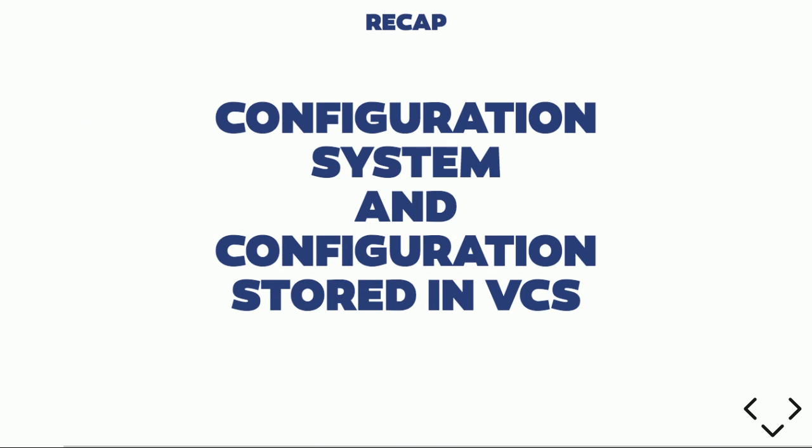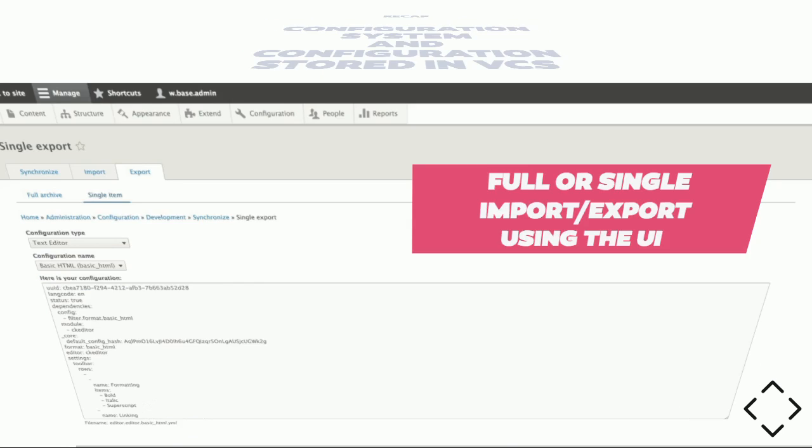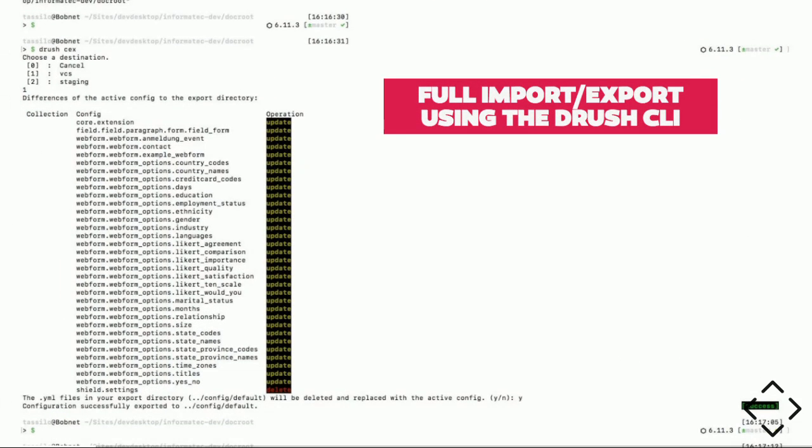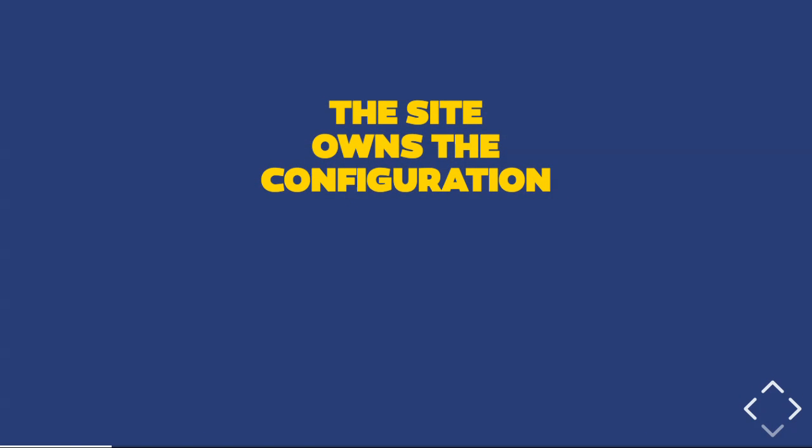So let's recap the Drupal 8 configuration system and what the configuration that can be stored in the version control system would look like. So, first of all, in Drupal, as you all know, we can do a single or a full export via the UI. So just if you want to fiddle around a little bit, then you can do this. But the actual way to do this is using the command line, so the normal drush CX config export command.